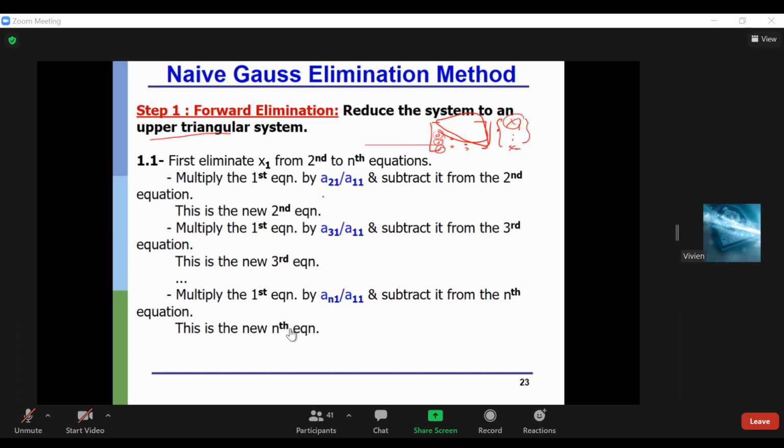So what we can do is multiply the first equation by a factor, in which the factor is a21 divided by a11, and subtract it from the second equation. So that becomes the new second equation. And then again, to make 0 in the third row, we do the same. We multiply the first equation with a constant, which is a31 divided by a11, and then subtract it from the third equation and so on. So if we do this from the second row up to the nth row, it will create zeros for the first column below the first row.